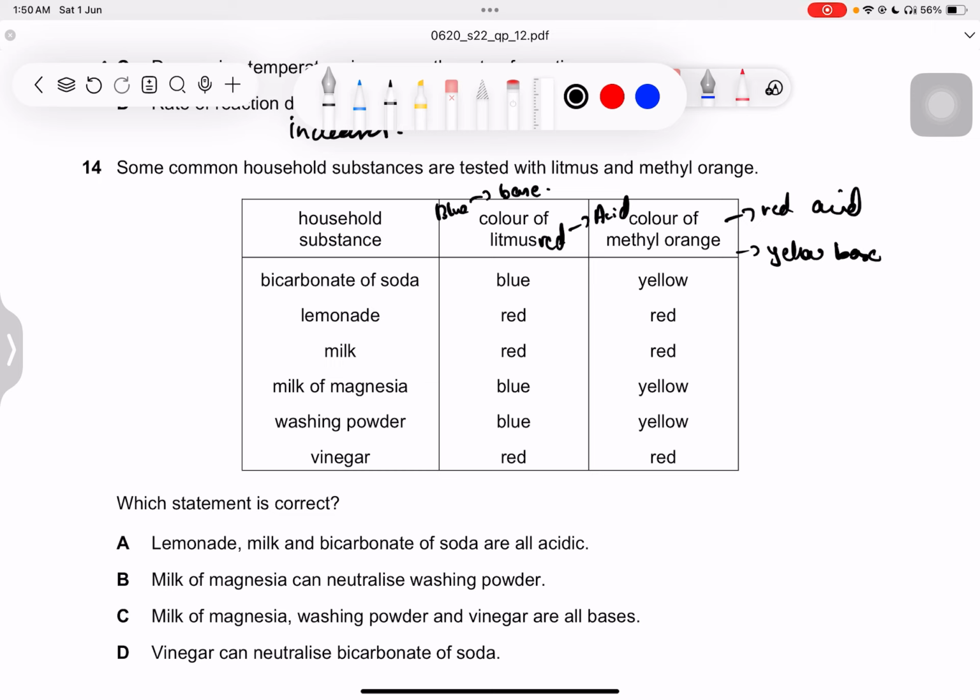Okay, so bicarbonate of soda turns litmus blue, which means basic, and yellow in methyl orange, so basic. So the statement that bicarbonate of soda is an acid is wrong.